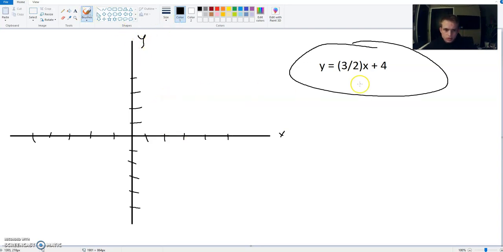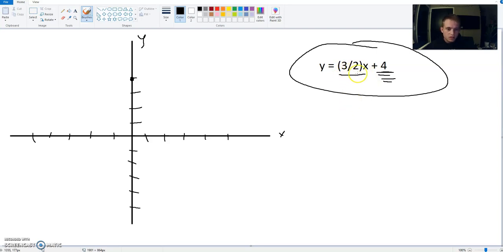Alright, so what do we start out with here? We always start out with the y-intercept. That's this plus 4 tagged on the end. That's the part that is not with our x term right here. So plus 4. What does that tell us? That means that we cross the y-axis at y equals 4. Alright. And now what's the next step that we got from the video?